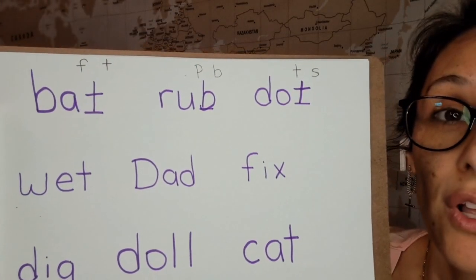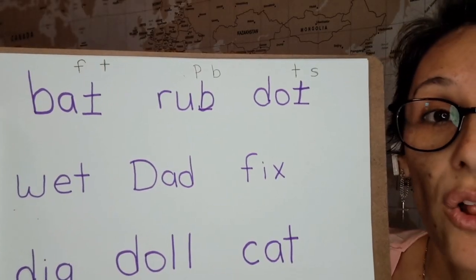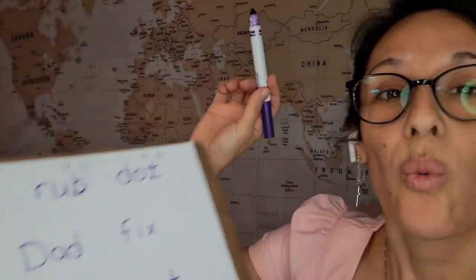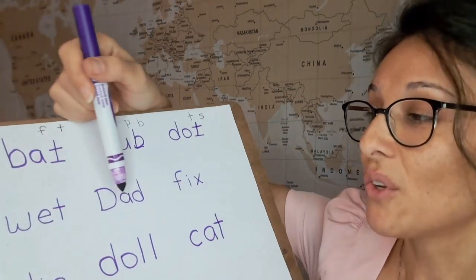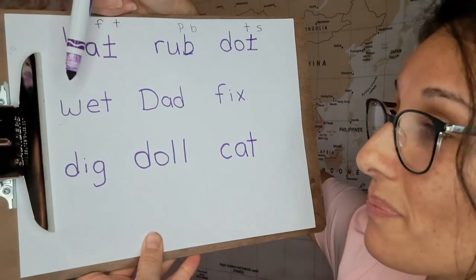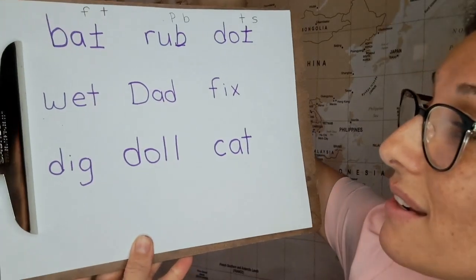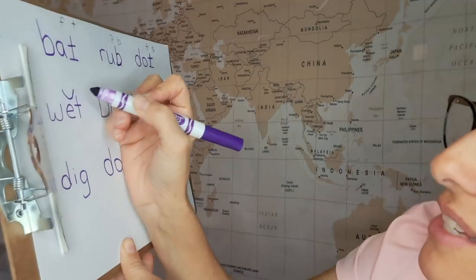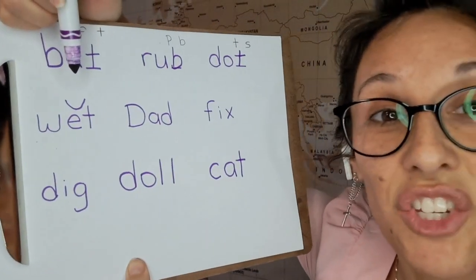Do you remember the one vowel word rule? Can you say it with me? When there's one vowel in a word, it usually says its short sound. So, let's mark these 3. How many vowels are in this word? 1. So we'll give it a smiley face, which means it says its short sound.